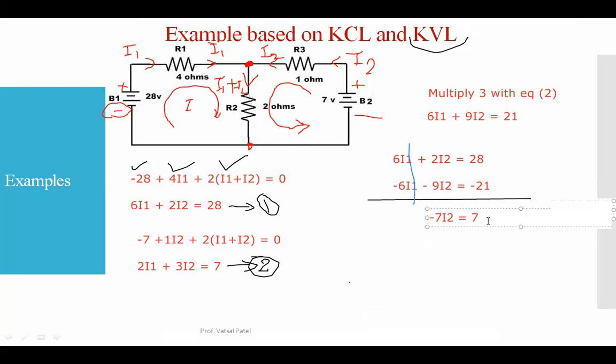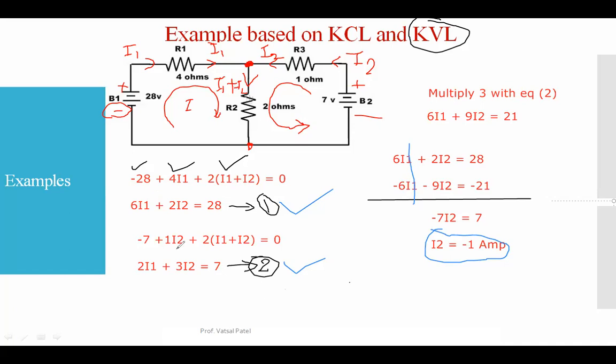So what will be the I2 now? I2 is equal to, can I write, minus 1 ampere? Yes. Now after finding this I2 value, I will put this I2 value of minus 1 in any one of the equations. You can select any one equation in which you can put the I2 value, so you can identify the I1 value.